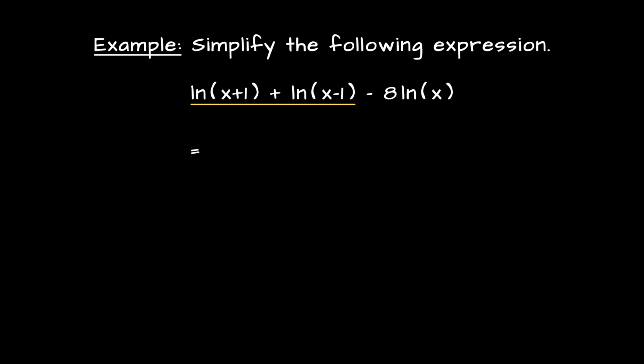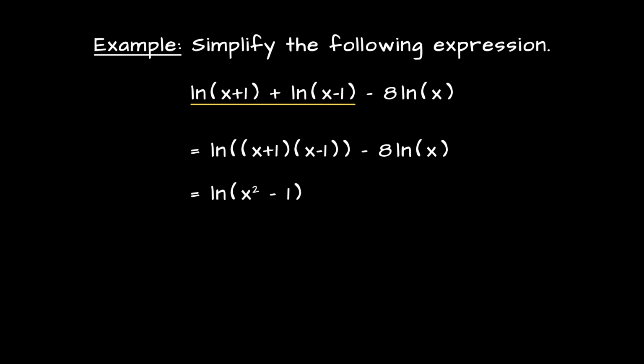So by the product rule of logarithms, this will be the natural log of x plus 1 times x minus 1. We simply multiply the inputs of the previous two logarithms together. Next, we can simplify the first term by multiplying the expressions that appear within it. So x plus 1 times x minus 1 is x squared minus 1.